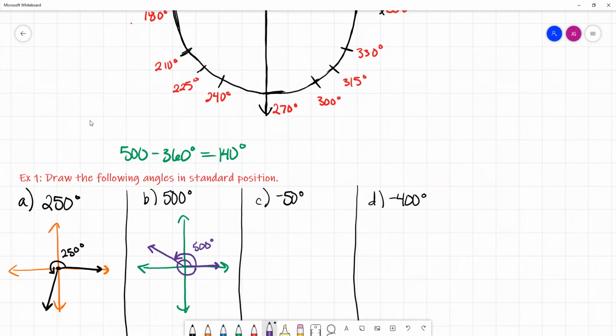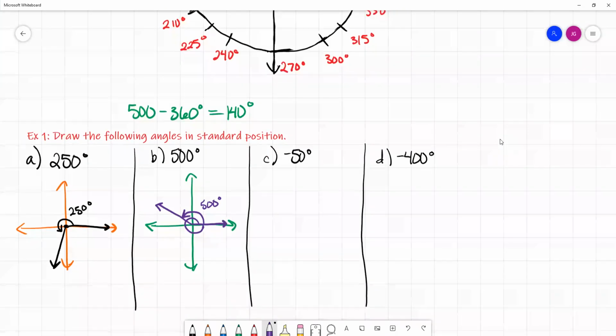Sometimes you're going to get this spiral idea, right? Where if your angle is more than 360, then I have to keep going outward. If I think about an angle like 1,000, you're going to end up with a spiral that's kind of big, and that's okay. So just know that you might see that in some angles on your assignment.